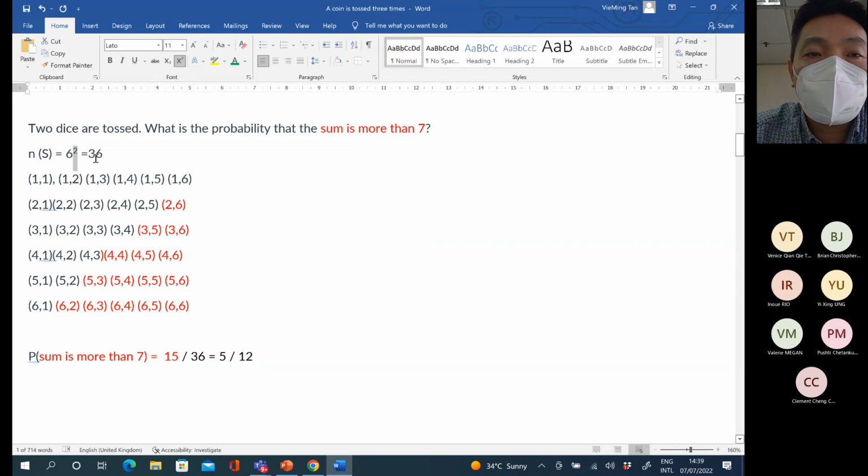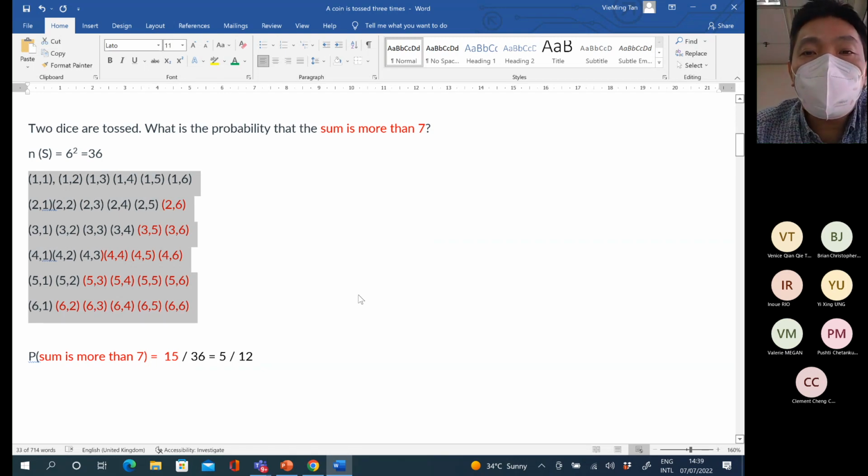There will be 36 possible outcomes or results. Then we have to list down first the 36 possible outcomes. We have to list down. Okay, so it's time consuming. If the question is asked again in the final exam, you need to list down the possible 36 outcomes.